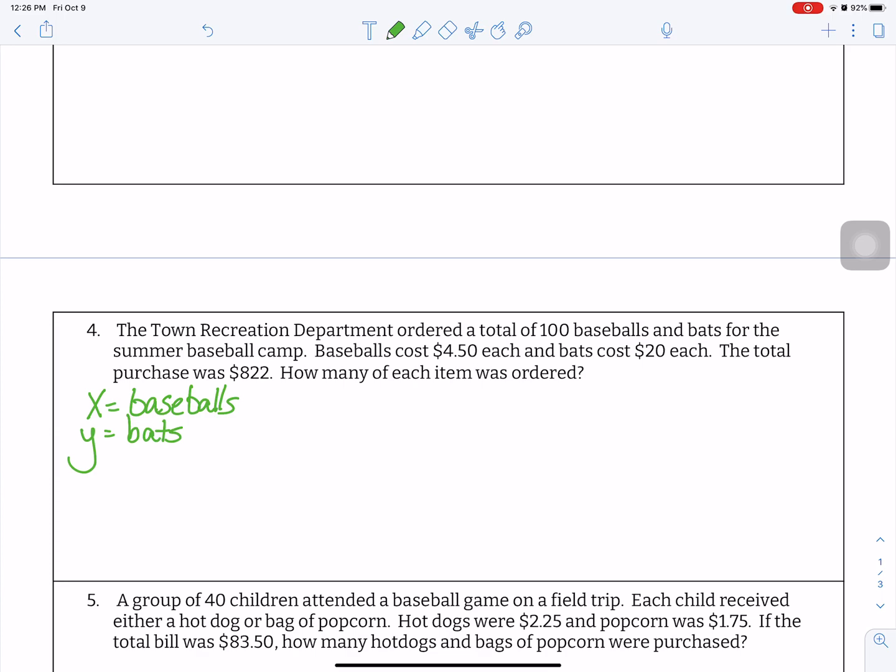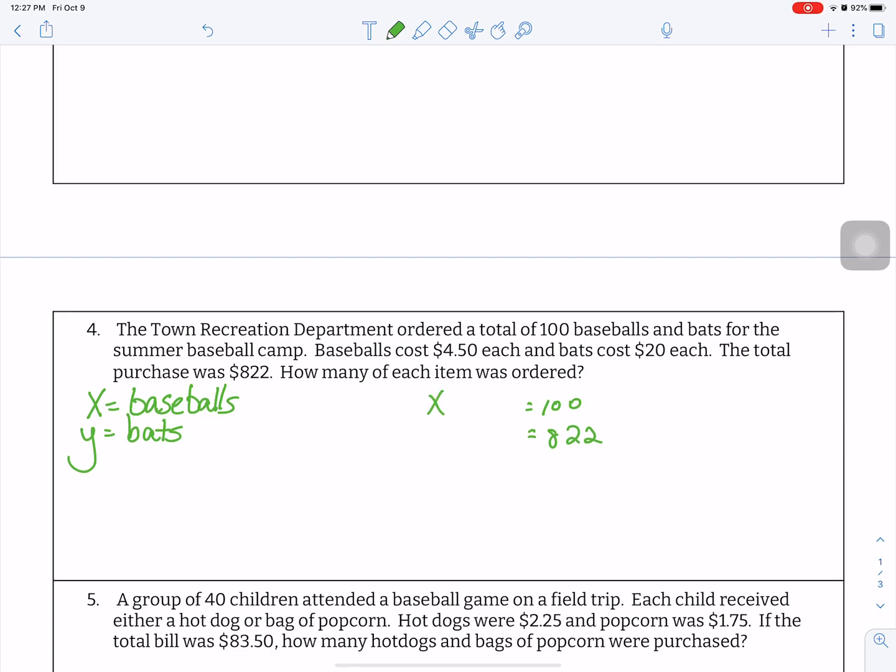This one, instead of each sentence being its own thing, we're going to have to talk about one thing being our total items. So we know what equals 100. And the other one's going to have everything to do with money. So equals 822. The total items is simply baseballs plus bats. So we have X plus Y equals 100. And then we have 4.5X plus 20Y equals 822.